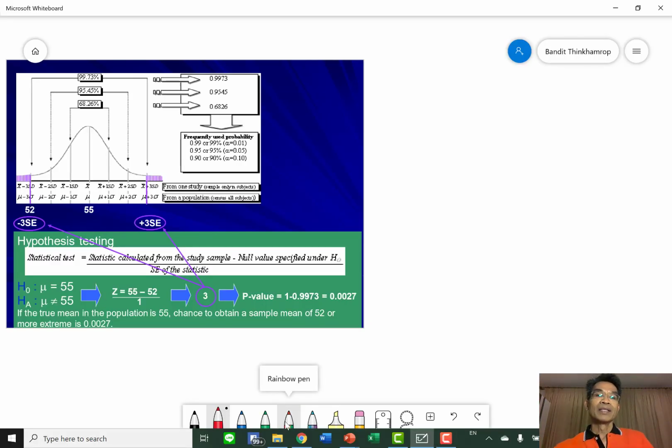Okay, so with this example, we have the answer of p equal to 0.003. We usually report the p-value to 3 decimal digits. Or in short, people say it significantly differs from 55.